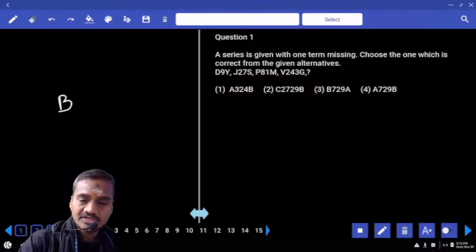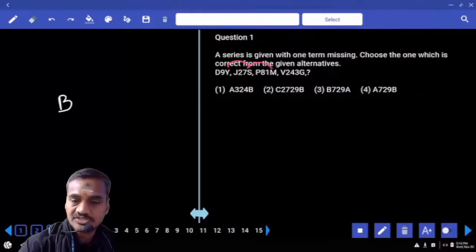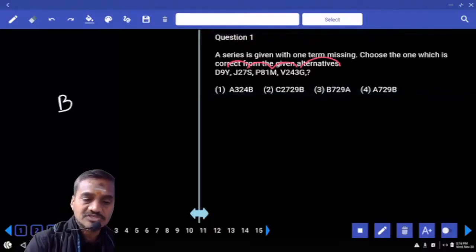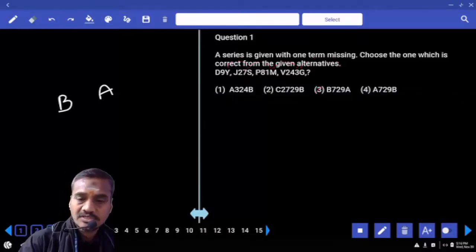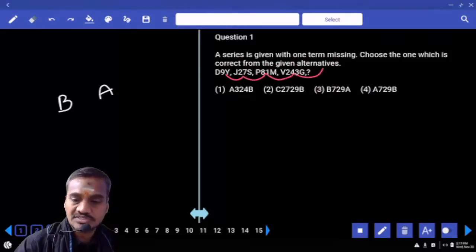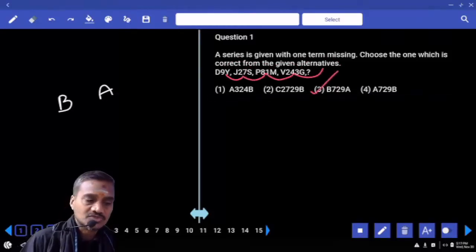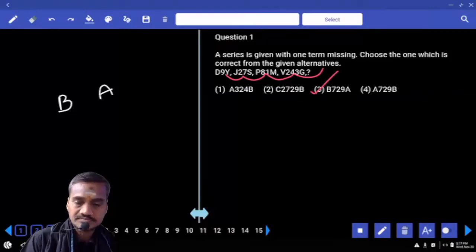And again, the last letter is 25 and 19, minus 6. 19 and 13, minus 6. 13 minus 6 is 7. 7 minus 6 is 1. The first letter is A. Now B and A must be the term, that is choice 3. Then coming to the numbers here, 9 into 3, 27 into 3, 81 into 3, 243 into 3, 729. Hence question number 1, choice 3.